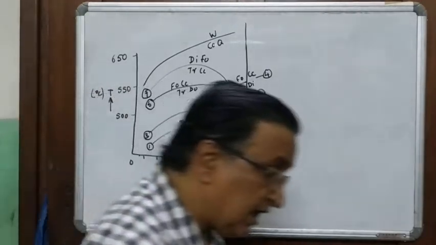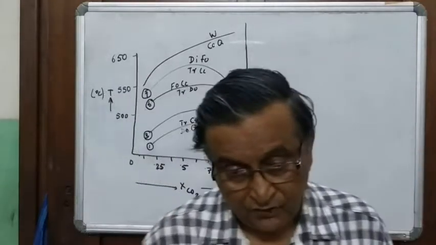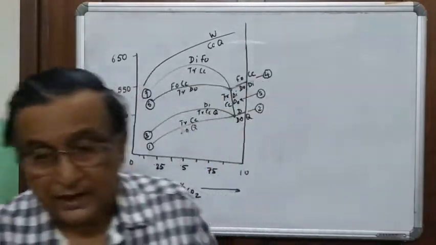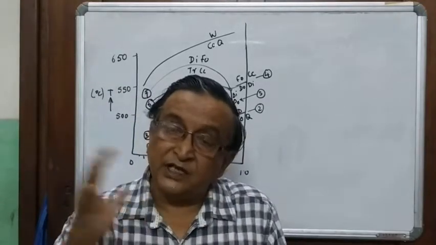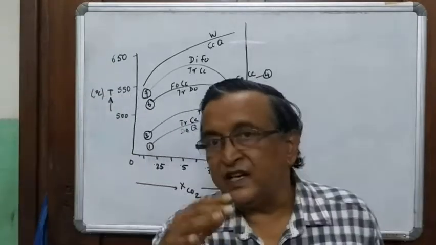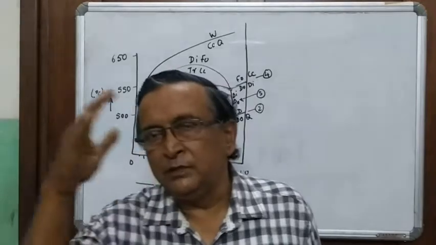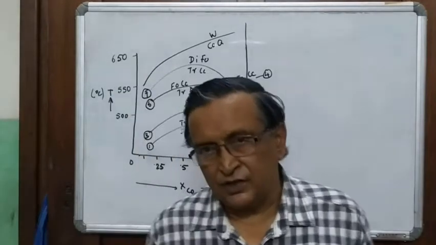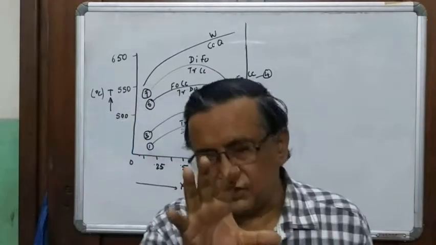talked to you about closed system metamorphism, meaning that the system and the surrounding exchange temperature, but there is no mass transfer across the system-surrounding interface. So essentially, the composition of the system does not change.